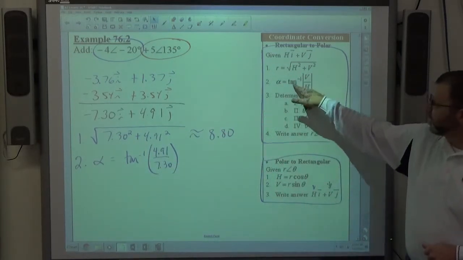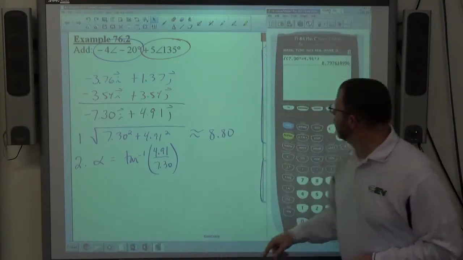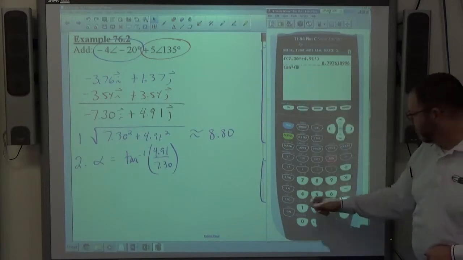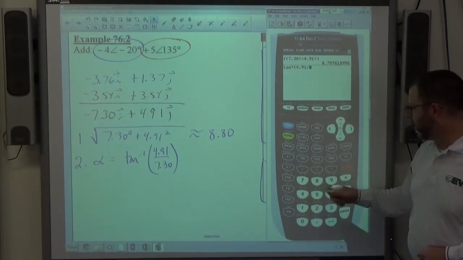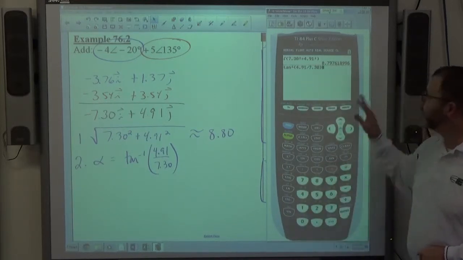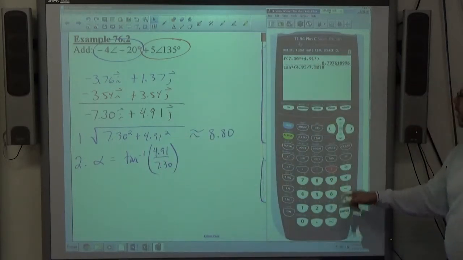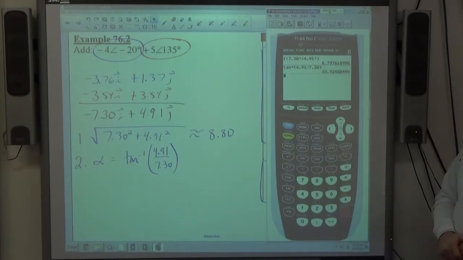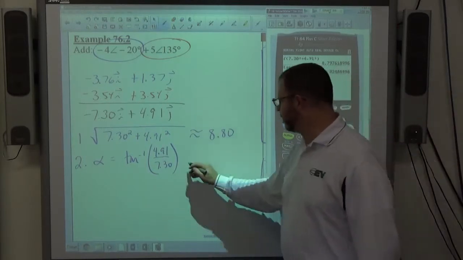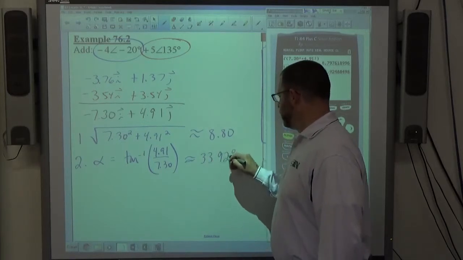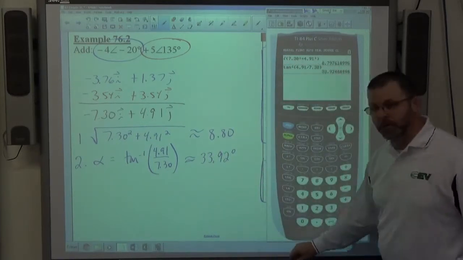Okay? It does say inverse tangent, right? Not tangent. So I hit the second button, tan, so it says tan negative 1, 4.91 divided by 7.30. Again, what goes on my calculator screen is exactly what's written on my paper. Hit enter, and then notice I'm in degrees, hit enter, 33.92 degrees. A couple decimal places every time is fine with me.